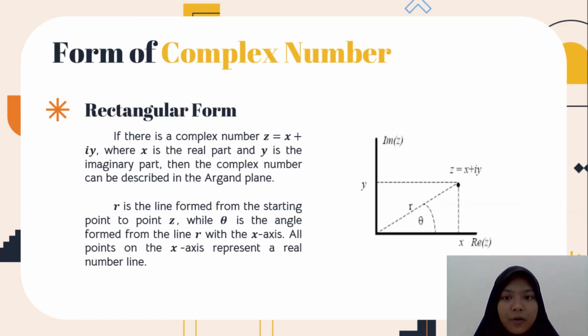First is rectangular form. If there is a complex number z equal to x plus iy, where x is the real part and y is the imaginary part, then the complex number can be described in the Argand plane, as we can see here in the picture. R is the line from the starting point to point Z, while theta is the angle formed from the line R with the x-axis. All points on the x-axis represent a real number line.